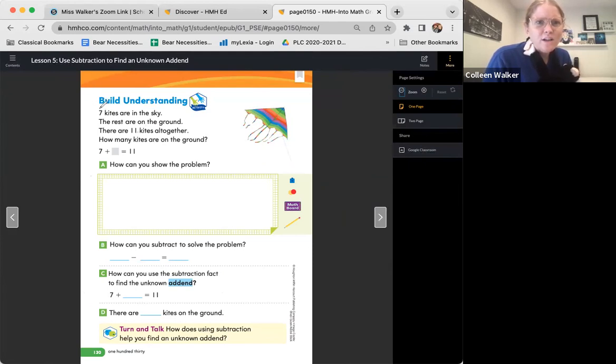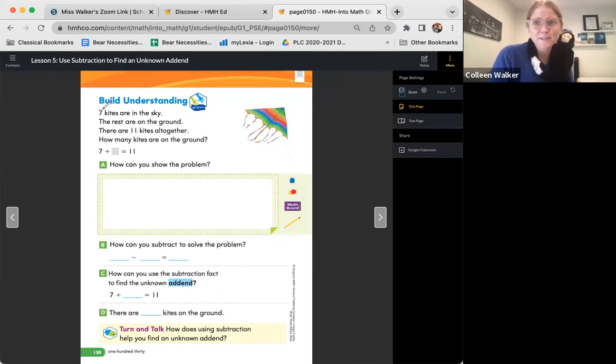It says, 7 kites are in the sky. The rest are on the ground. There are 11 kites altogether. How many kites are on the ground? Let's start with our cub strategy.